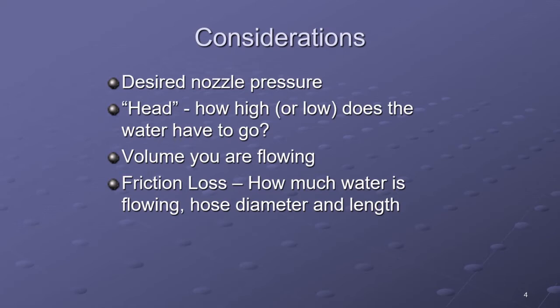Ultimately, you need that pump discharge pressure to produce your desired nozzle pressure, so you're going to need to know what that is. You're going to need to know your head or head pressure. That's your elevation and the pressure loss or gain based on going up or downhill. You're going to need to know the volume you are flowing out each nozzle and therefore out your pump. And you're going to need to know friction loss, and that's a function of that volume and your hose diameter and length.